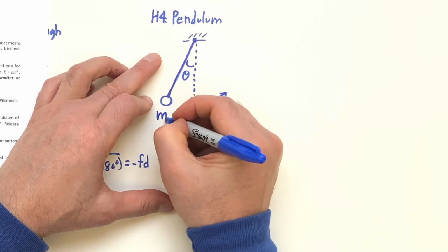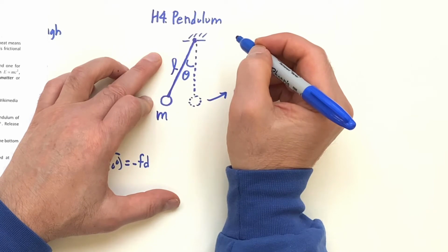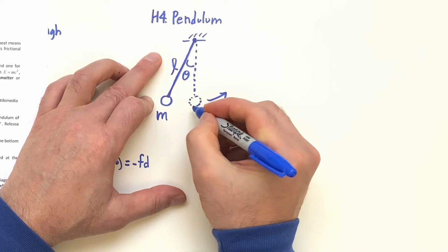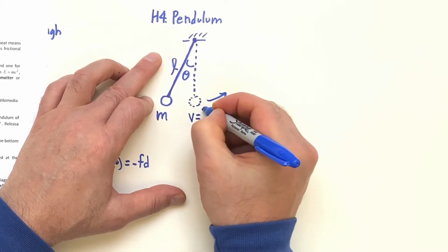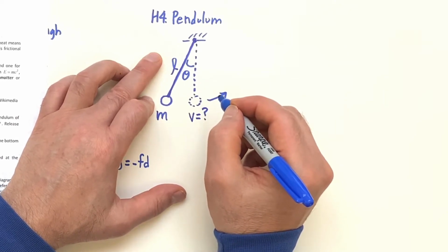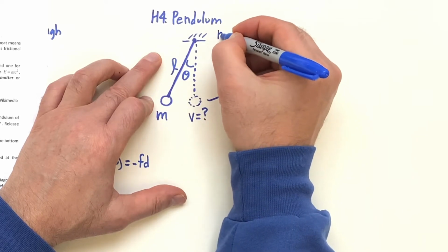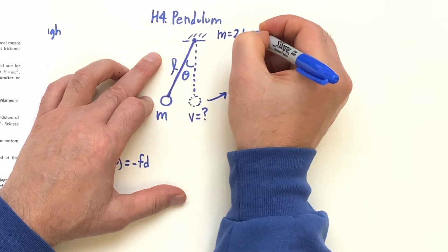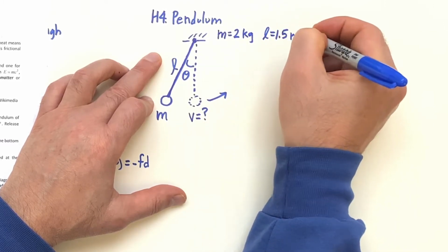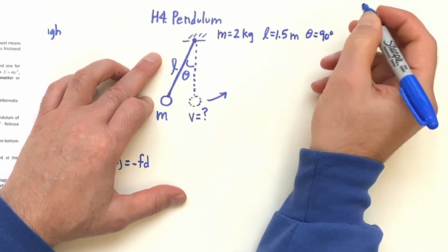So this is mass M. This is the length L. And the problem that we would like to do is, what's the speed of the ball at the bottom? In other words, what is the velocity at the bottom? We want the formula. And we'll want to do one specific case where the M is 2 kilograms and the length is 1.5 meters and the angle is 90 degrees. So that's going to be one problem.